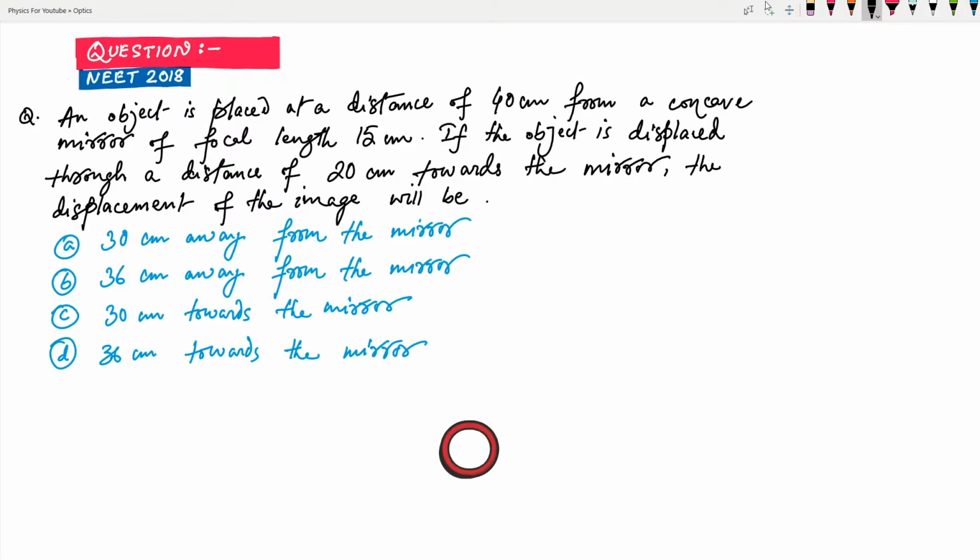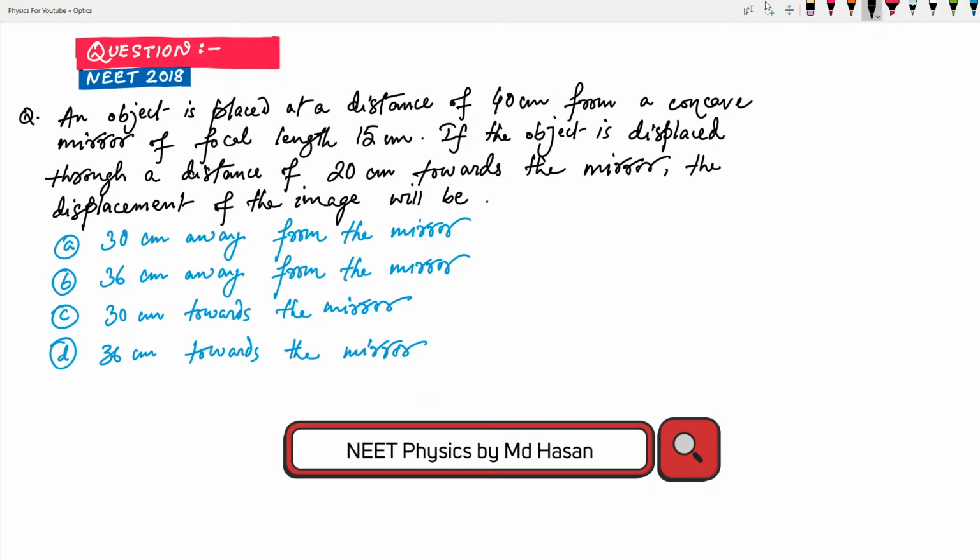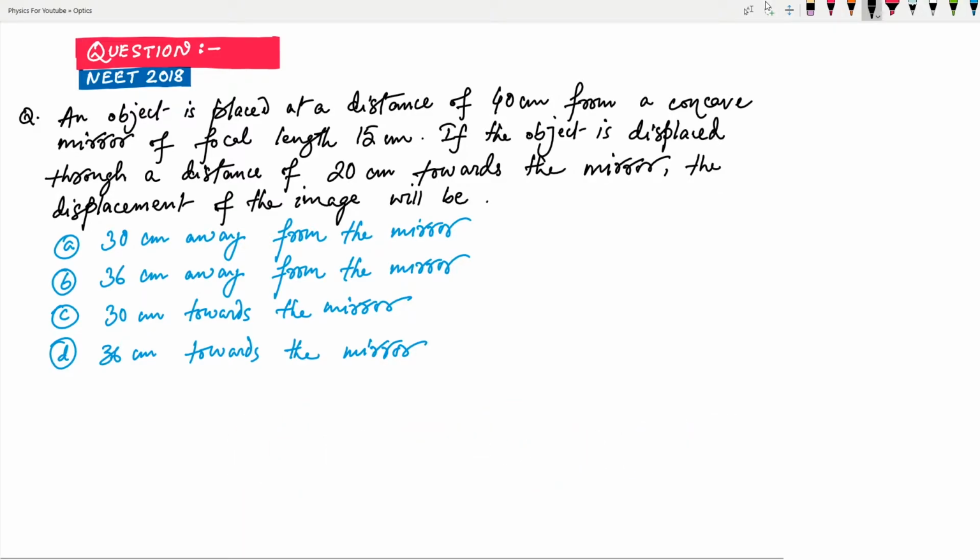Okay, so let's look into this question. The question says an object is placed at a distance of 40 cm from a concave mirror of focal length 15 cm. If the object is displaced through a distance of 20 cm towards the mirror, the displacement of the image will be. So very simple, you need to find out the displacement of the image. This was asked in the year 2018 NEET.